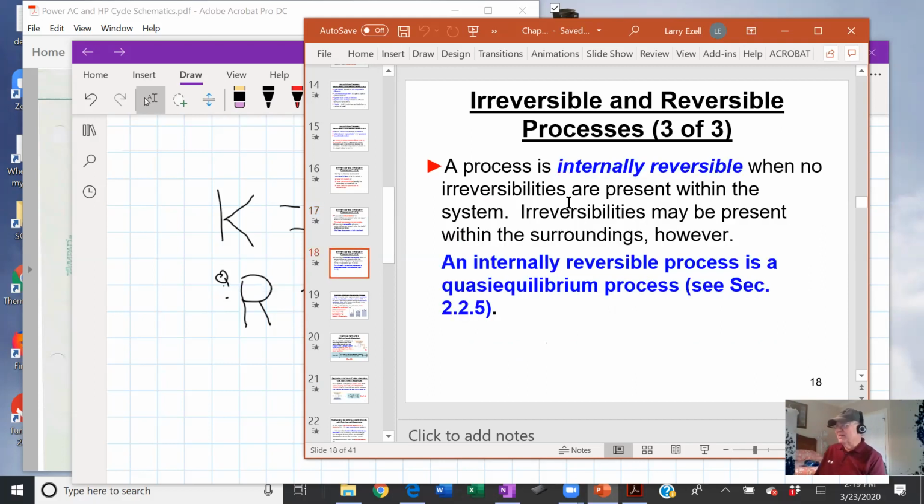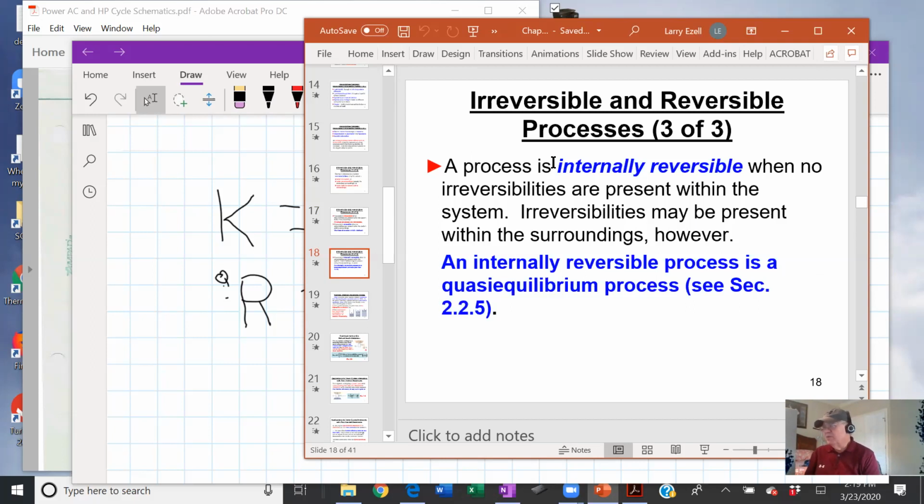Here's another profound statement. A process is internally reversible when no irreversibilities are present within the system. Sounds sort of like government, what do you call it? Gobbledygook or something. I don't know why I can't think of that word. Gobbledygook. Irreversibilities may be present within the surroundings, however.